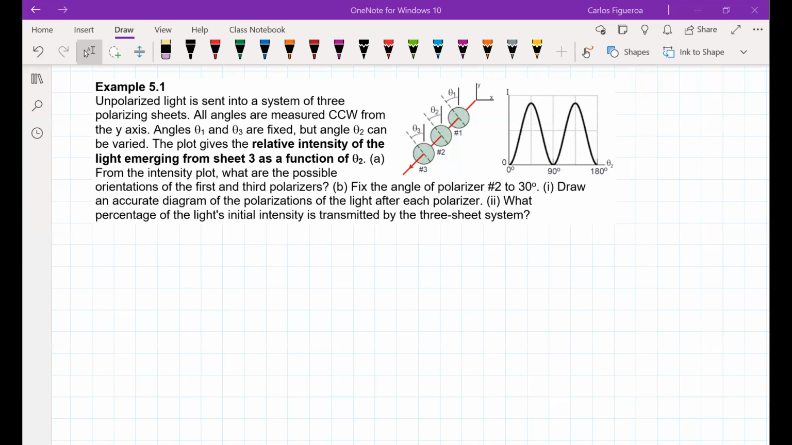A. From the intensity plot, what are the possible orientations of the first and third polarizers? B. Fix the angle of polarizer number 2 to 30 degrees. Now, draw an accurate diagram of the polarizations of the light after each polarizer. What percentage of the light's initial intensity is transmitted by the 3-sheet system?